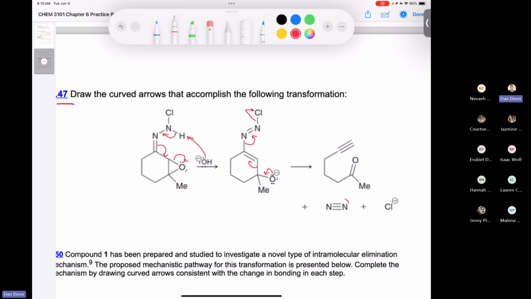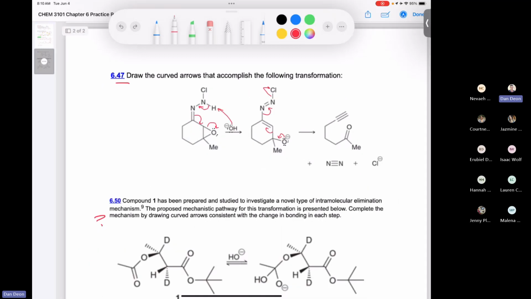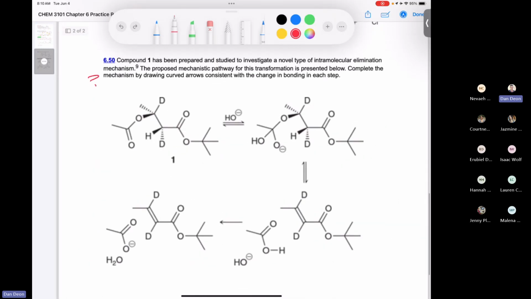So you end up with nitrogen gas, you end up with a chloride ion, and then you end up with this bifunctional compound, which has a ketone and an alkyne in it. Anyhow, I'm going to skip the last one for now. And again, I'll post the solutions to the last one, which is kind of a tricky one.